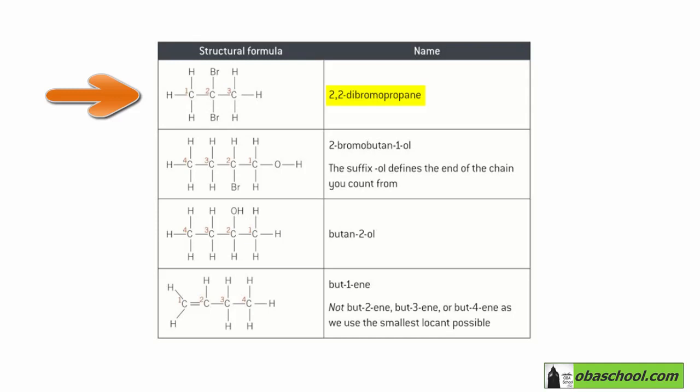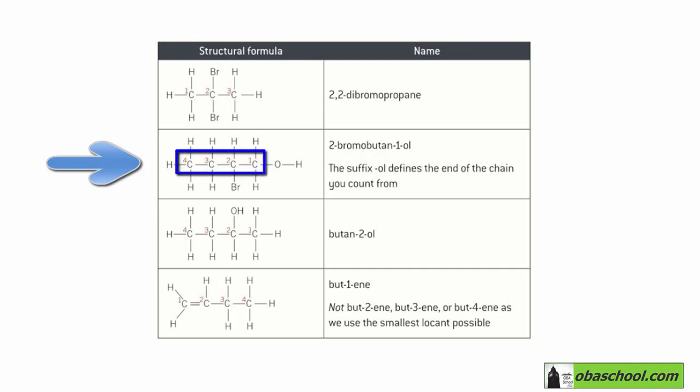will use this dash. In the second molecule, we have a carbon chain of 4 carbon atoms. So the root will be butane. However, as you can see, we have 2 functional groups. One of them is the OH group corresponding to alcohols, and the second one is a bromine atom corresponding to alkyl halides or halogen alkanes.